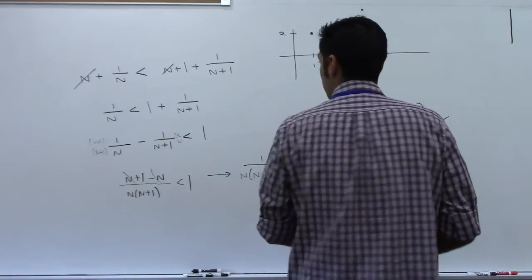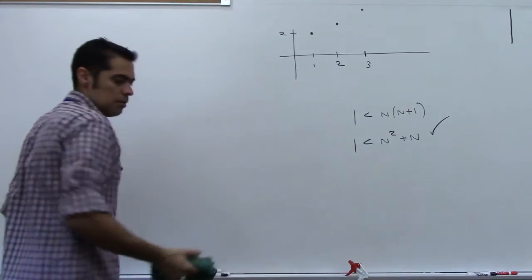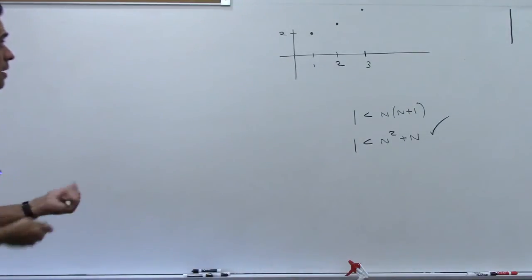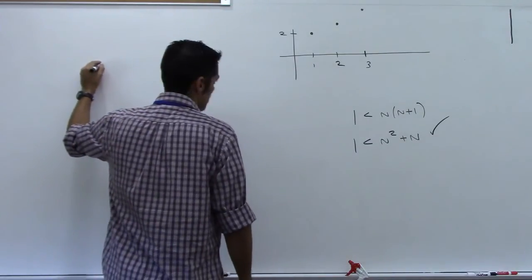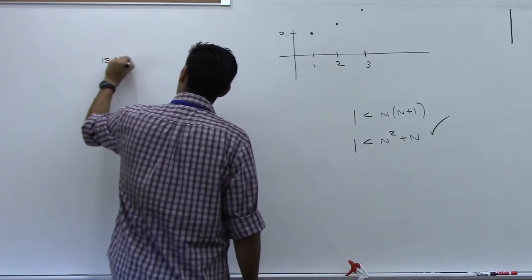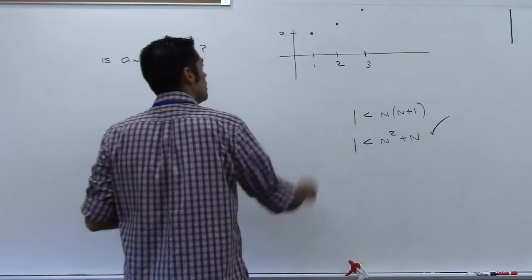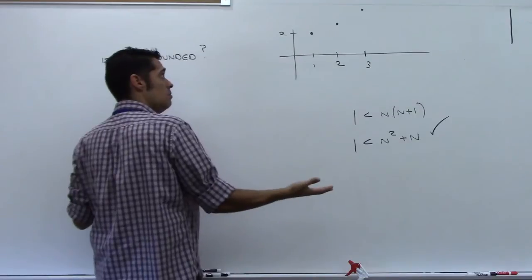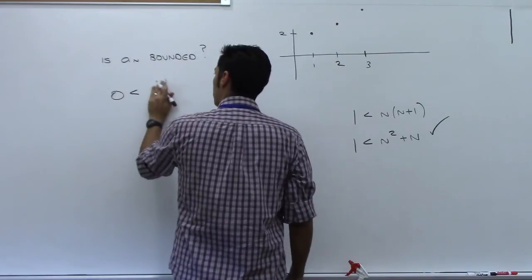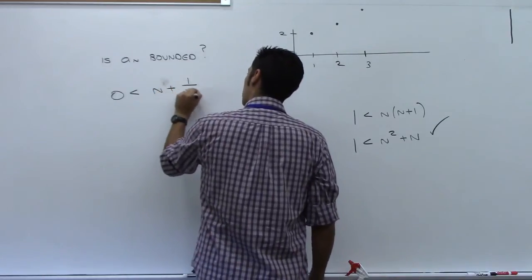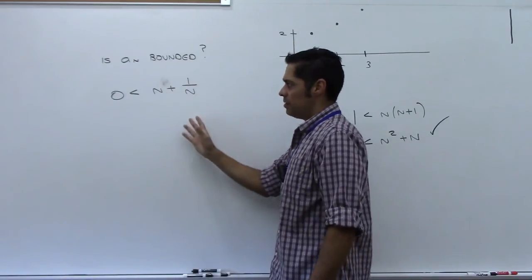It might be worth it for me to show you how you could show it's not bounded. So what I'm going to do is contradict myself here. I'm going to act like it's bounded above. So is a sub n bounded? Looking at that sequence, can I say it's bounded below? I can say it's bounded below because 0 is definitely less than n plus 1 over n. Because this right here is always a positive number, plus this is always a positive number. Definitely this is true, all right?